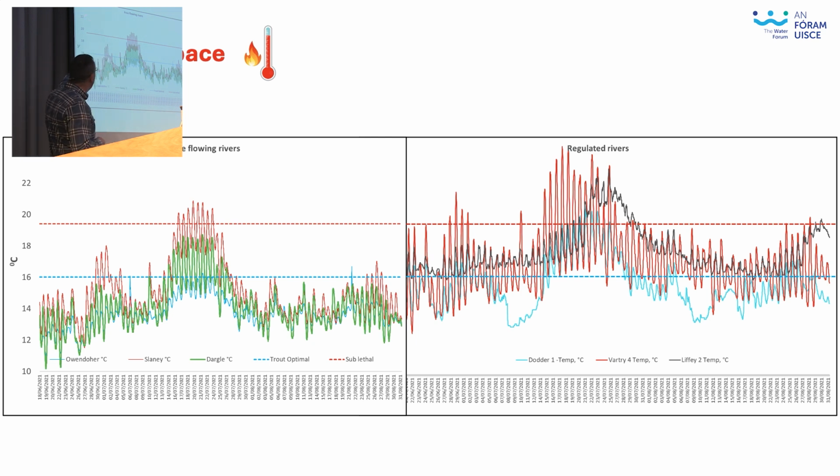That's the Slaney, the Dodder, and the Vartree system. The broken blue line, anything above that, you're into suboptimal thermal habitat for these cold water species. Anything above that broken red line, and you're into sublethal thresholds. So those temperatures are really damaging and stressful for fish. If we have extended periods, it could potentially be fatal for them. And you can see quite clearly that regulated rivers are a lot warmer, and that means that in terms of climate change resilience, we couldn't consider those systems resilient. So that suggests to us there needs to be some intervention there.